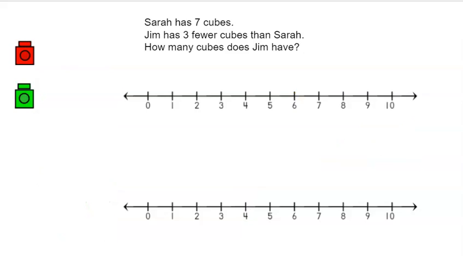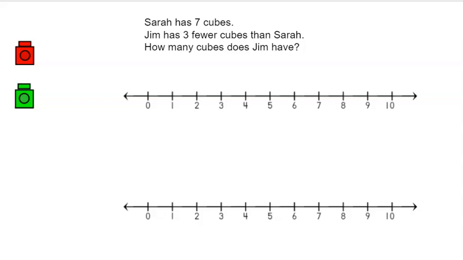Let's look at our problem. Sarah has 7 cubes. Jim has 3 fewer cubes than Sarah. How many cubes does Jim have? So what's going on in the problem? That's right, we know Sarah and Jim have some cubes. Who has less cubes? That's right, Jim has less cubes, or fewer cubes. How do we know that? Because it said that Jim had 3 fewer cubes than Sarah.